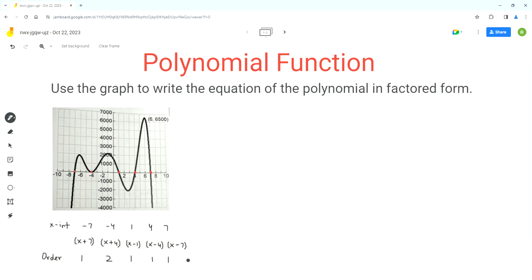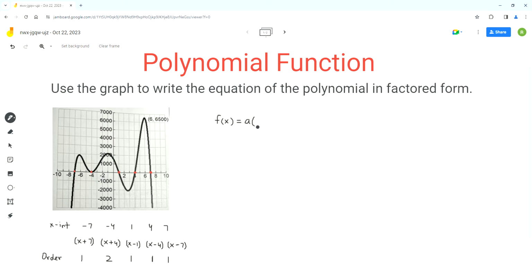This is the information we need to write the equation of this polynomial in factored form. So we start with an equation in which we assume that the leading coefficient for this polynomial is a. So the first step is to write the equation in the general form. So that will be f of x equals a. So we don't know what the leading coefficient of this polynomial is. So we assume it to be a, and then we write all the factors.